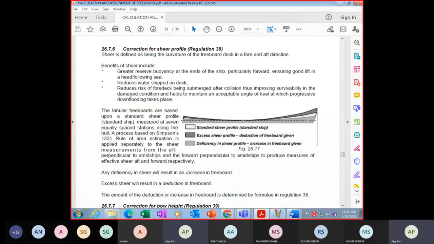Aap pehle samajh lo, agar shear badhega, reserve buoyancy will increase. So your freeboard can be decreased. But if your shear is decreased, then you can have progressive flooding, and also there your freeboard has to be increased.